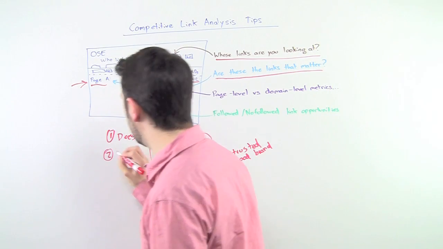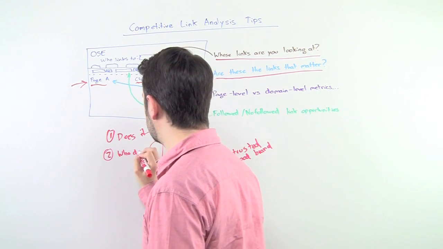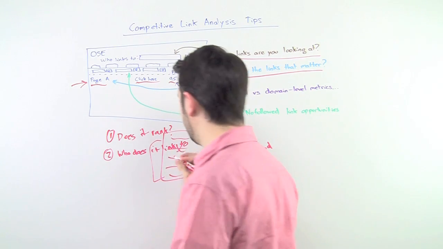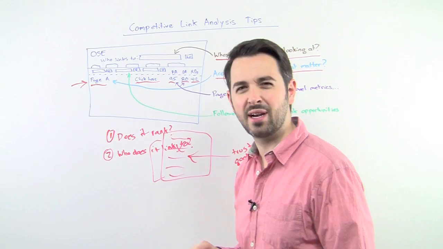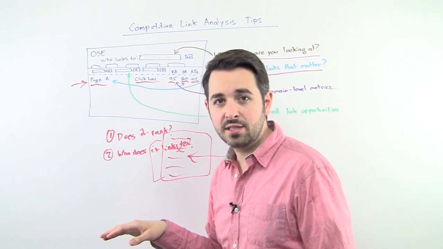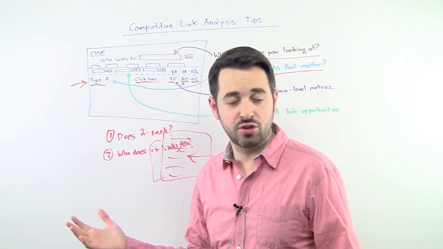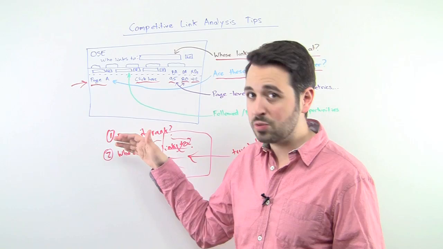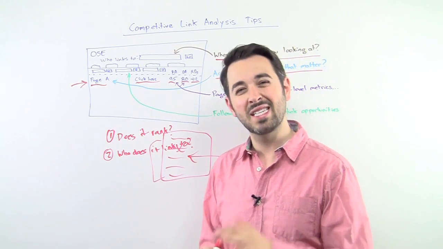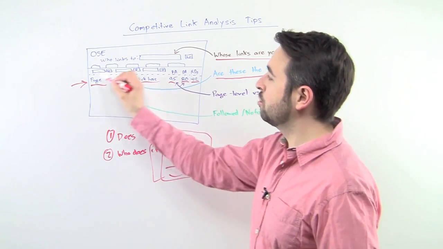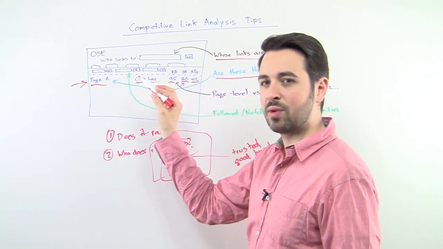And number two, who does it link to? I'm doing some messy writing, but that's okay. If it links to really good places, that's a very good sign. If it links to places that are very suspect, and a lot of those places aren't ranking very well for their keywords, I'm usually a little more concerned. Those two things will really help you see whether this is the right link or not.